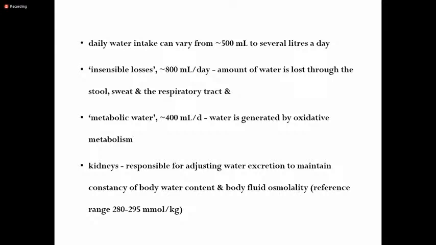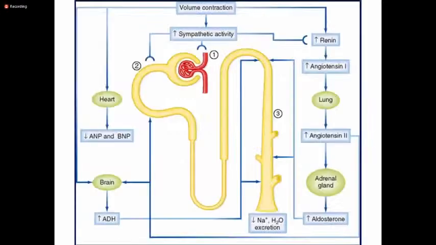The kidney plays a big role in trying to maintain this constant body water content, and also to maintain the osmolality at a range of 282 to 295. That is why you really need to understand the basics when it comes to the regulation of all these things. So various hormones play a role when it comes to regulation of sodium, potassium, and even water within the body.